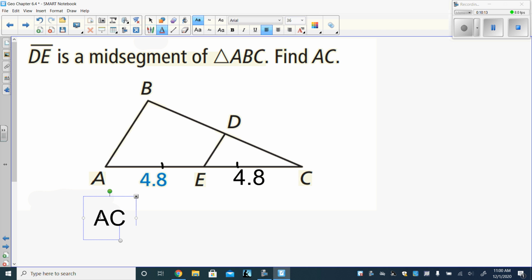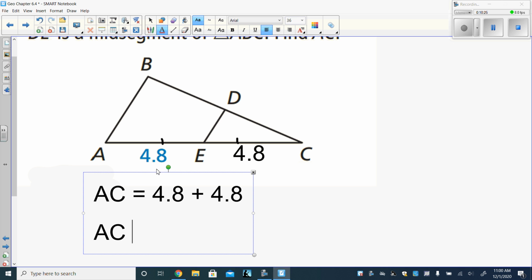And so if I want to find AC, I just need to add its two lengths, so 4.8 plus 4.8 together to find the length of the entire line. And it would tell me that AC is equal to 9.6. I just had to add the two parts together to equal the whole. And that's it. That's all we have to do for this here.